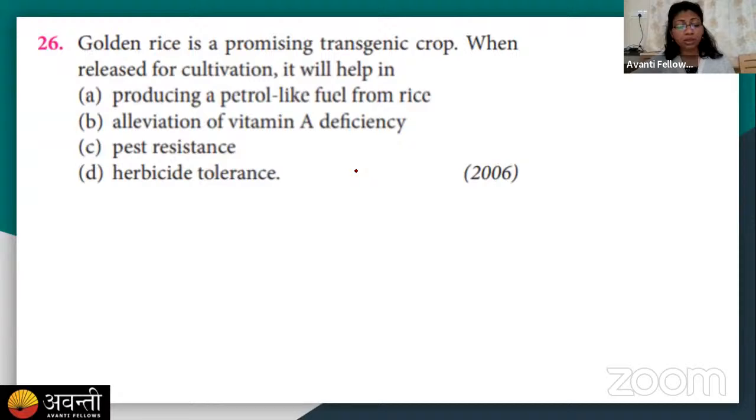Next question. Golden rice is a promising transgenic crop. When released for cultivation, it will help in: A, producing a petrol-like fuel from rice; B, alleviation of vitamin A deficiency; C, pest resistance; and D, herbicide tolerance.